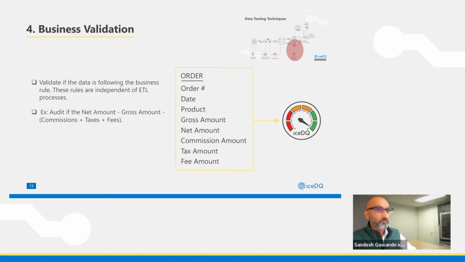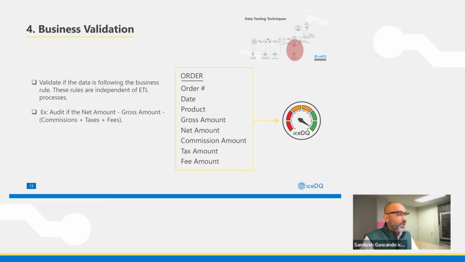Business validation. Now we did three. We did source validation, we did source-target, we did ETL. Now we are going to do business validation. In business validation, I don't care what the ETL did, but I need to make sure that the data is valid for my business use, as I talked about earlier.